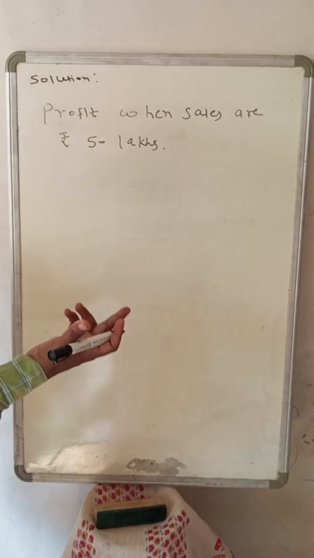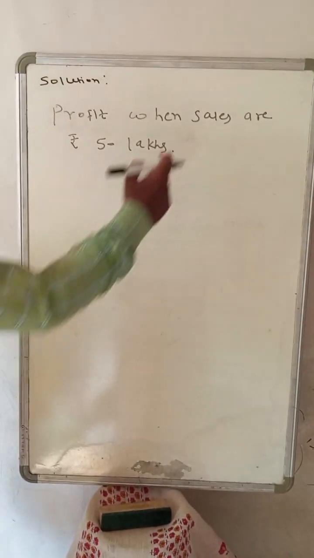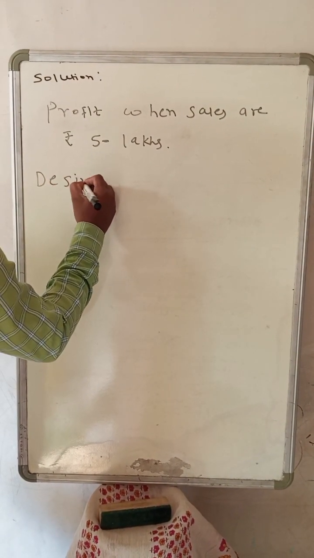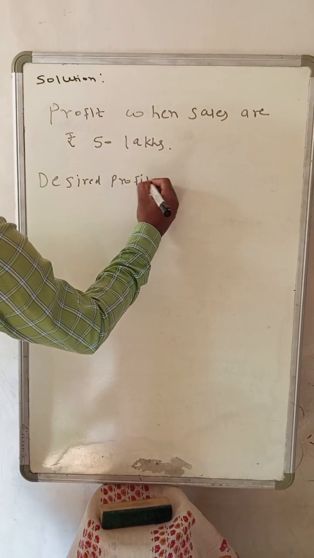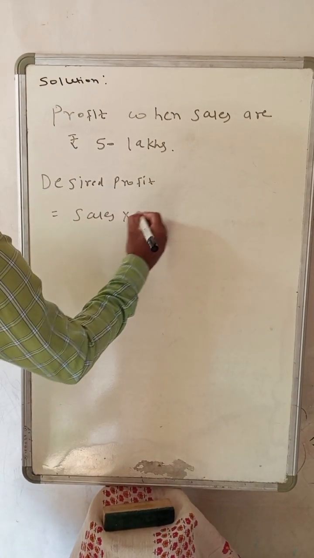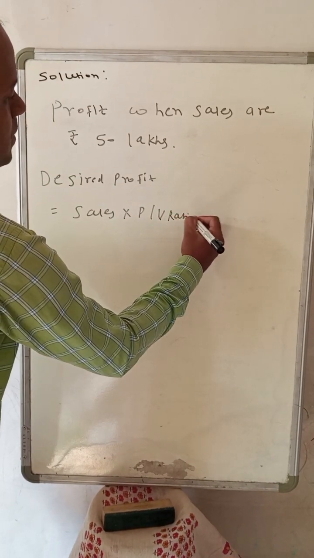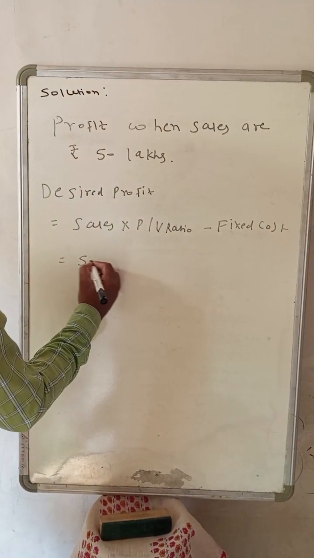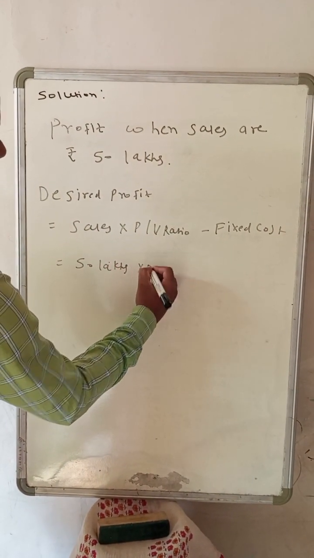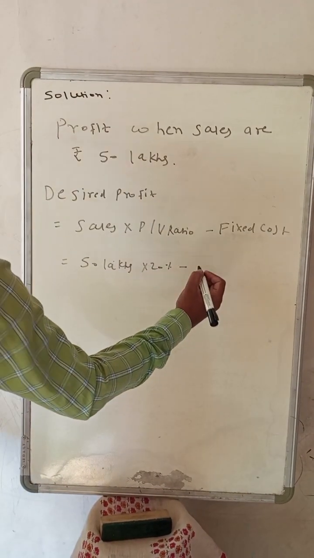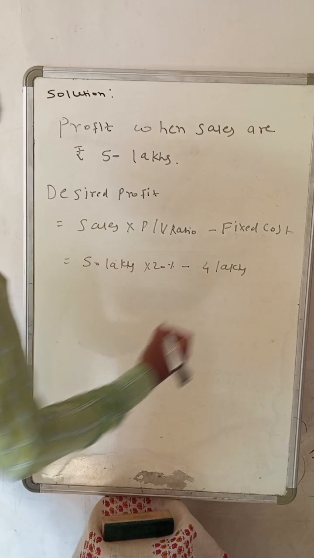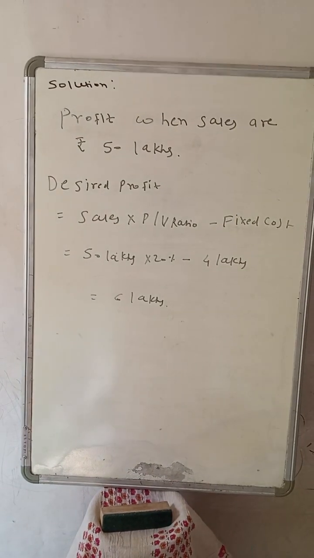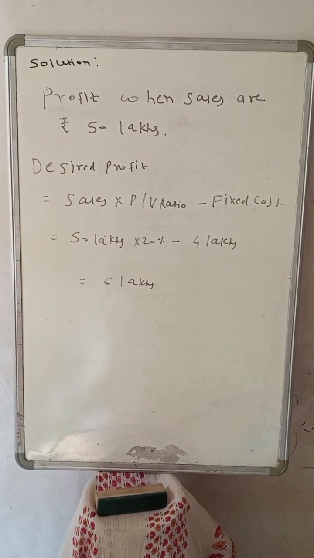The last requirement, desired profit. The company wanted to know how much profit will be earned if the sales figure is rupees 50 lakh. So desired profit is equal to sales into PV ratio minus fixed cost. So sales is 50 lakh, PV ratio is 20%, and fixed cost was rupees 4 lakh. So it comes to rupees 6 lakhs. So it's very easy and it's a very important sum from your examination point of view. Check out.